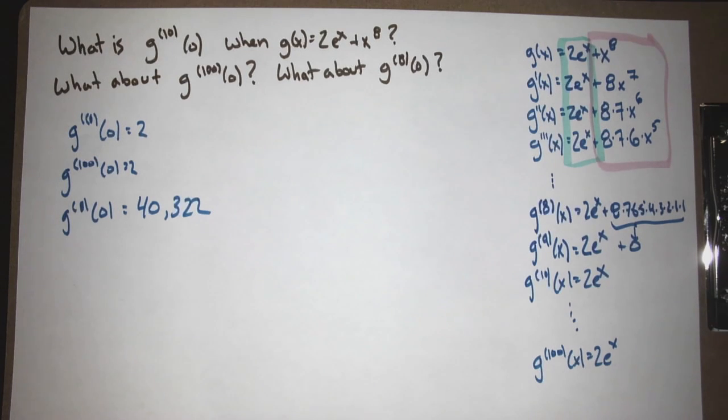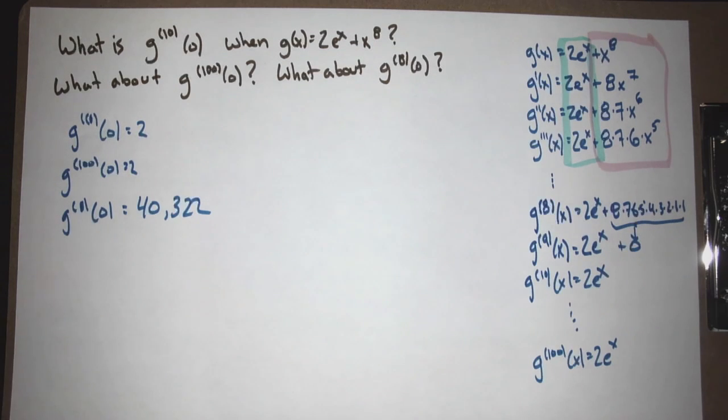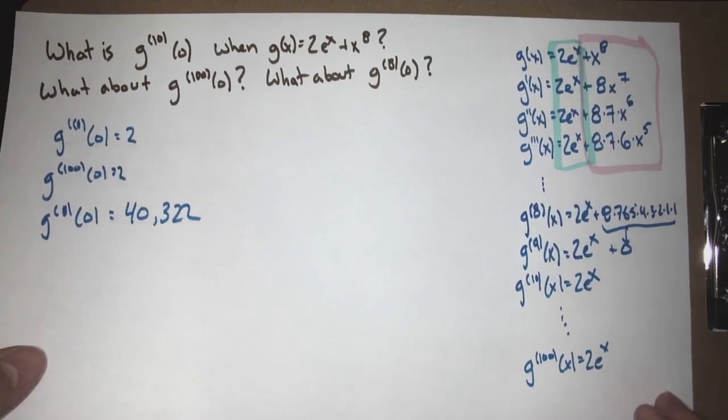So, by the way, you don't need to know that 8 times 7 times 6 times 5 times 4 times 3 times 2 times 1 is 40,320. It's just one of those random conversation starters. You know, you're standing in line. Hey, do you know what 8 times 7 times 6 times 5 times 4 times 3 times 2 times 1 is? No. Do you? Yes, I do.